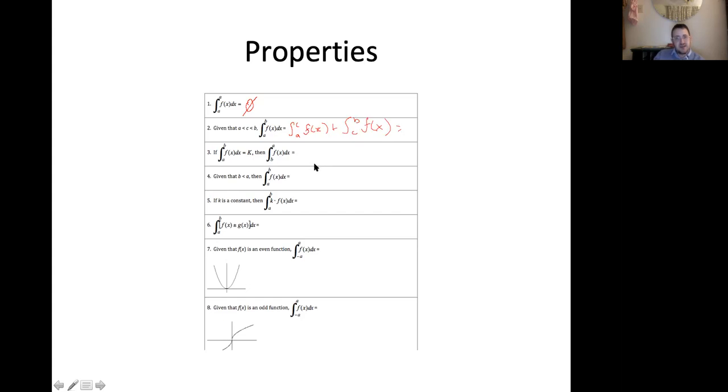All right. The next property says that if you flip the limits of integration, so if the integral from a to b is equal to k, then the integral from b to a is equal to negative k. So flipping upper and lower limits flips the sign.